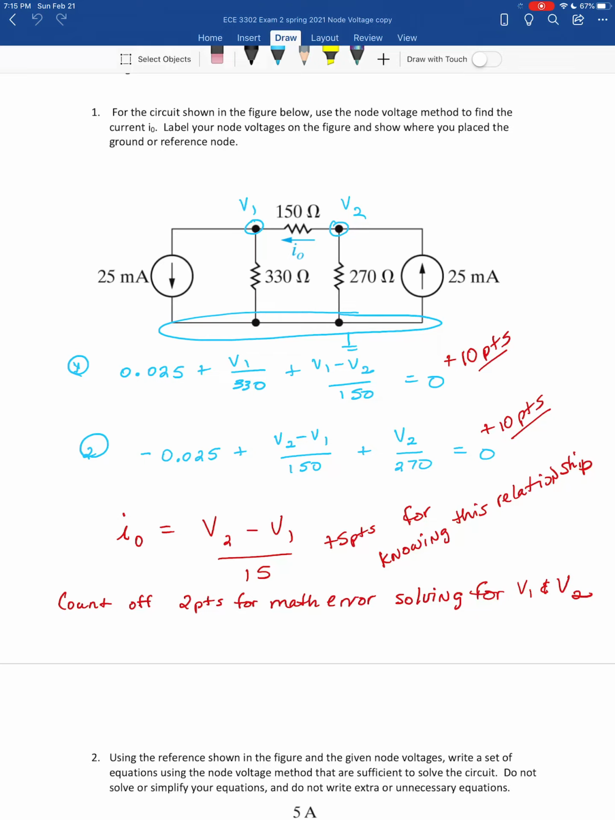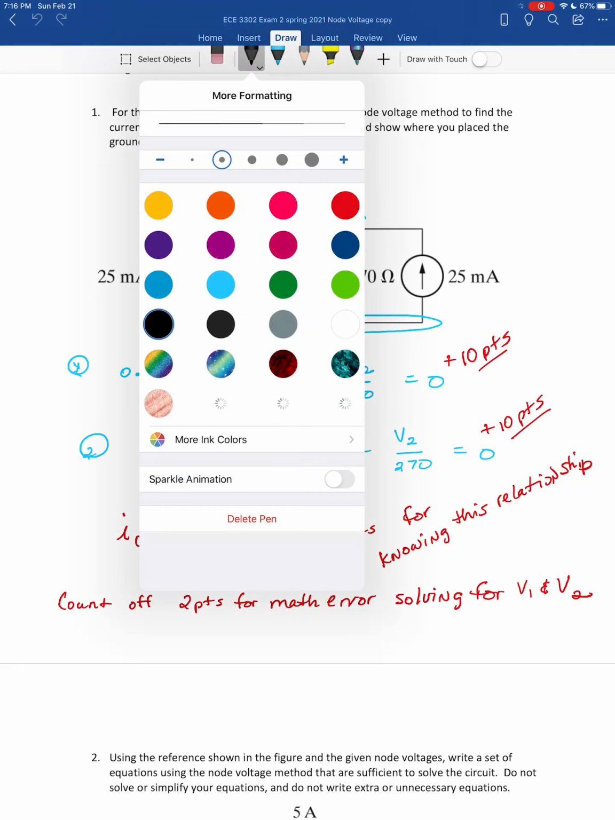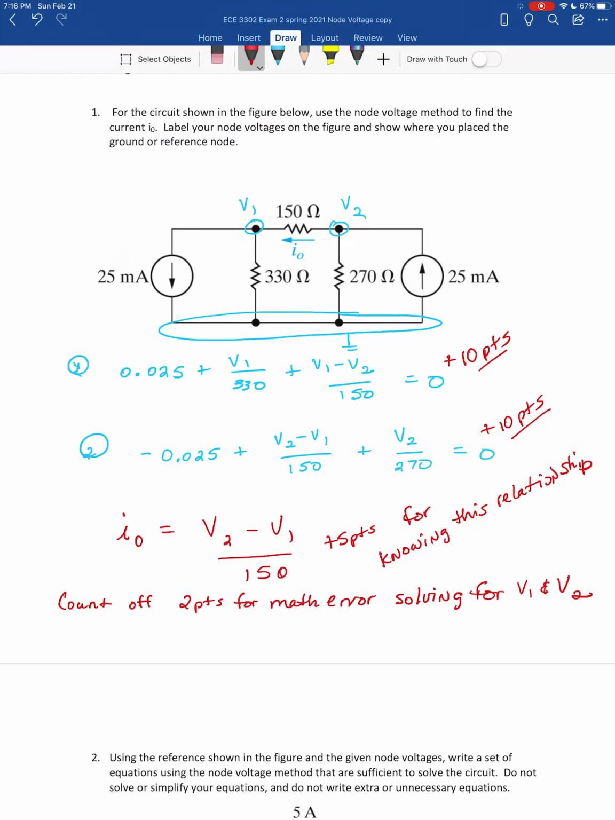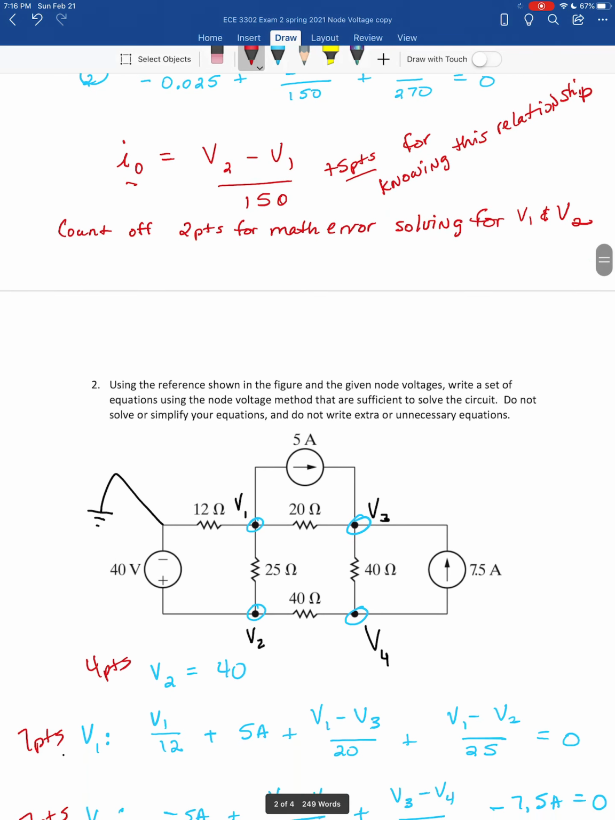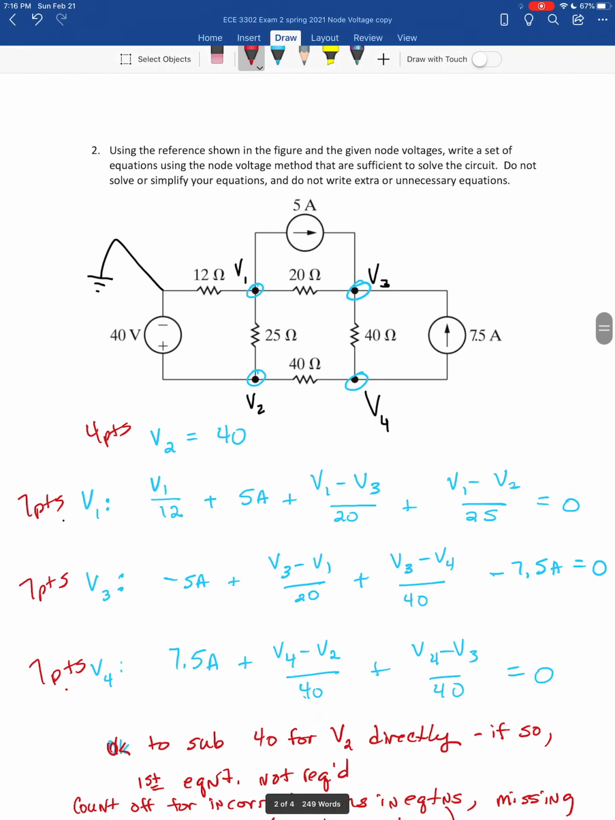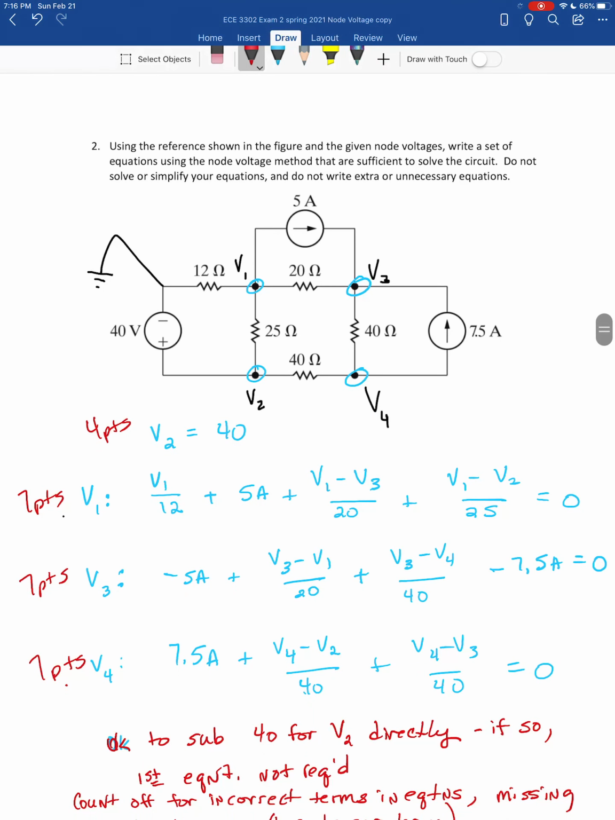Then the relationship for I sub 0, which you're actually asked to solve for, is V2 minus V1 over the value of the resistor. I'm sorry, let me fix that. We graded it correctly, there should be a 0 right there. Sometimes this erases automatically. So you got 5 points if you knew that relationship. It was a 25-point problem. You got 10 points for each node equation, and 5 points for being able to actually calculate I sub 0. You lost a point or two if you had math errors. So that was that.